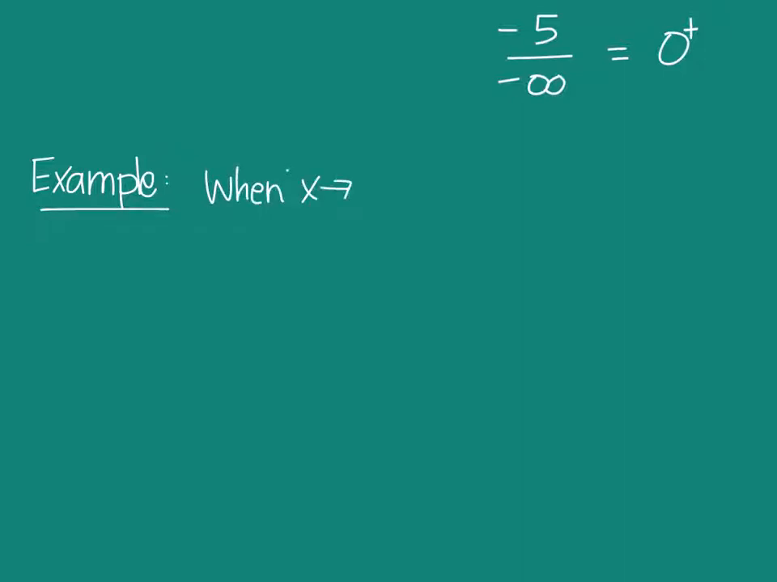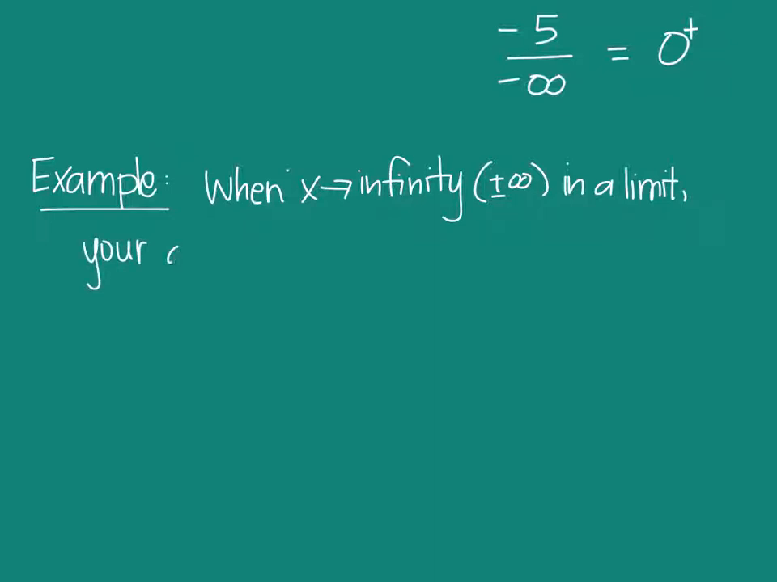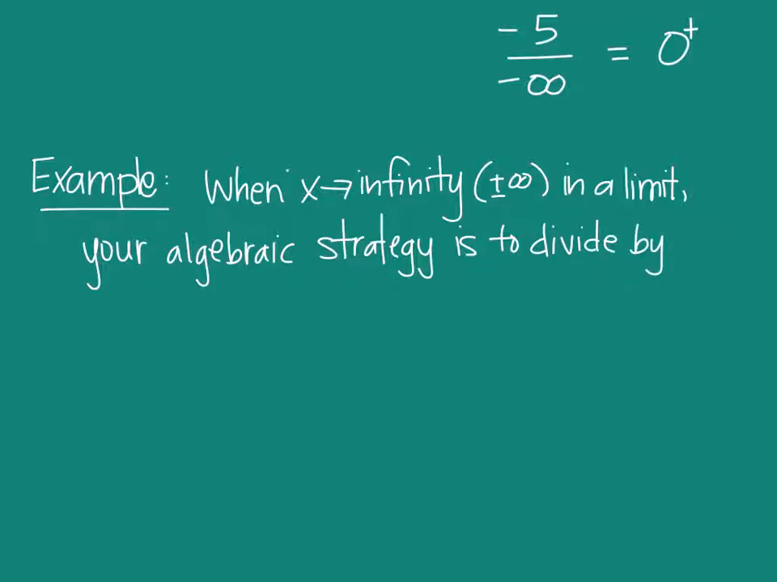All right, when x approaches infinity, any kind of infinity, it could be plus or minus. All right, so that's the limit. So when x approaches infinity in a limit, your algebraic strategy is going to be the same. When you see that kind of a limit, the algebraic strategy is to divide by the highest power of x that's in the problem.